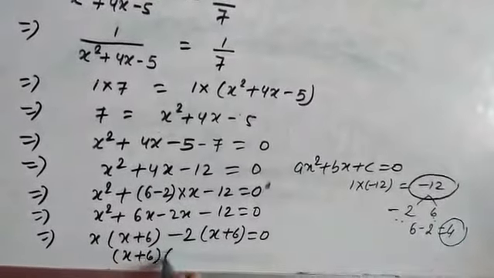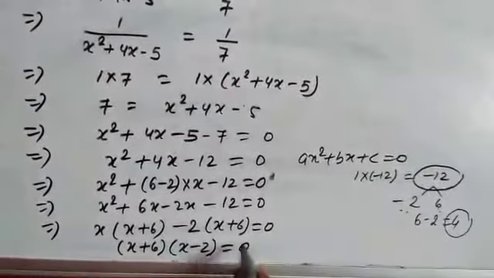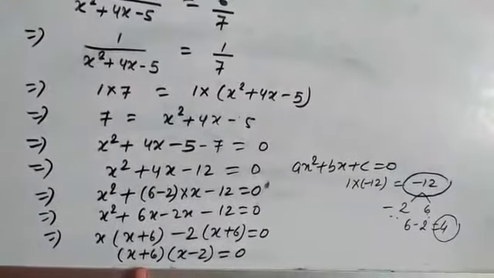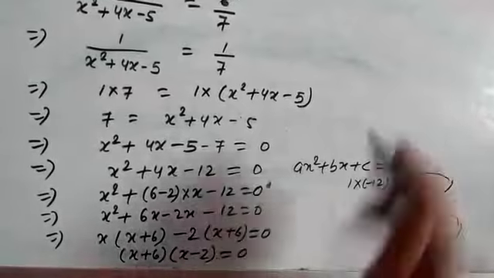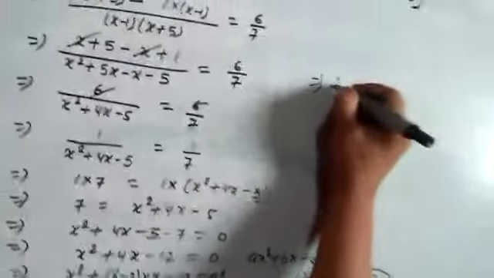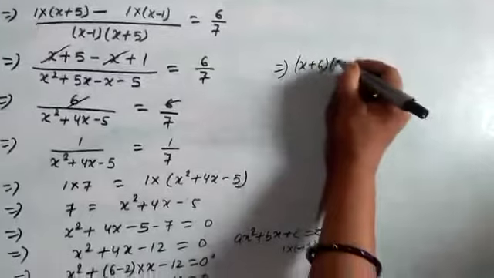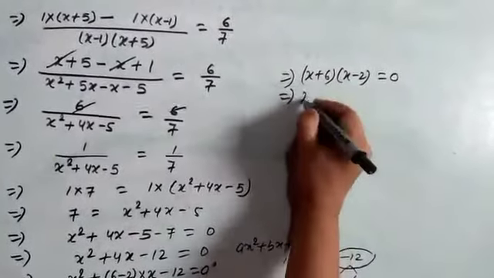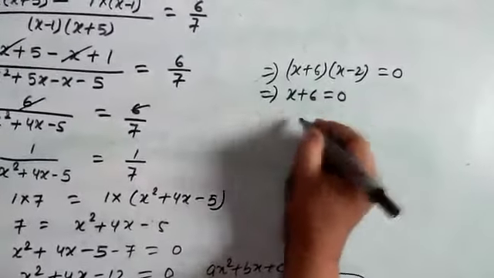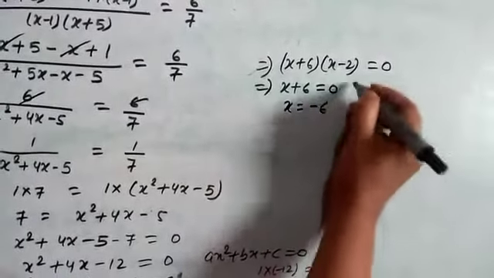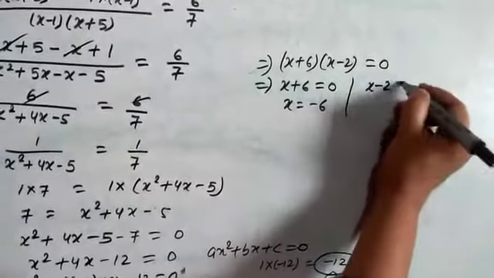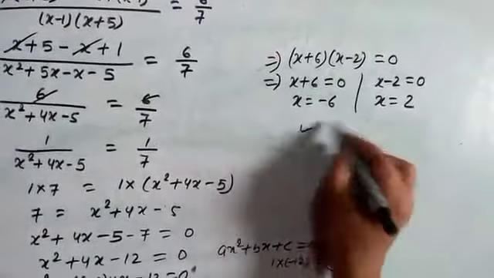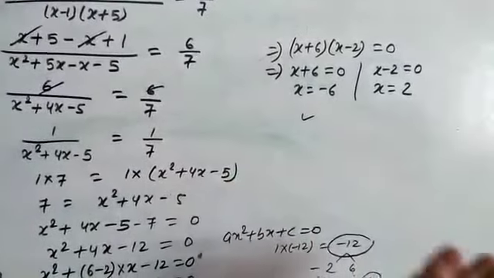So x plus 6, x minus 2 equals to 0. So here we have two factors, x plus 6 and x minus 2 equals to 0. At first we will take the first one. When x plus 6 equals to 0, x will be minus 6, and when x minus 2 equals to 0, x will be 2. So these two are the solutions of this equation.